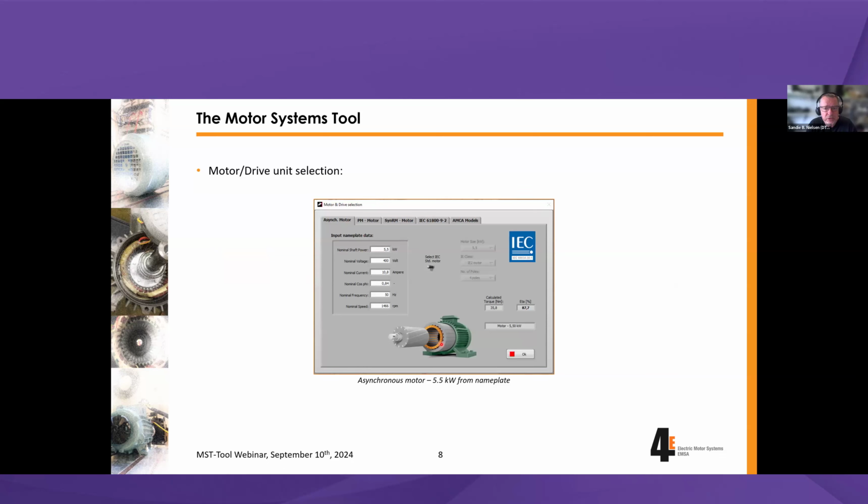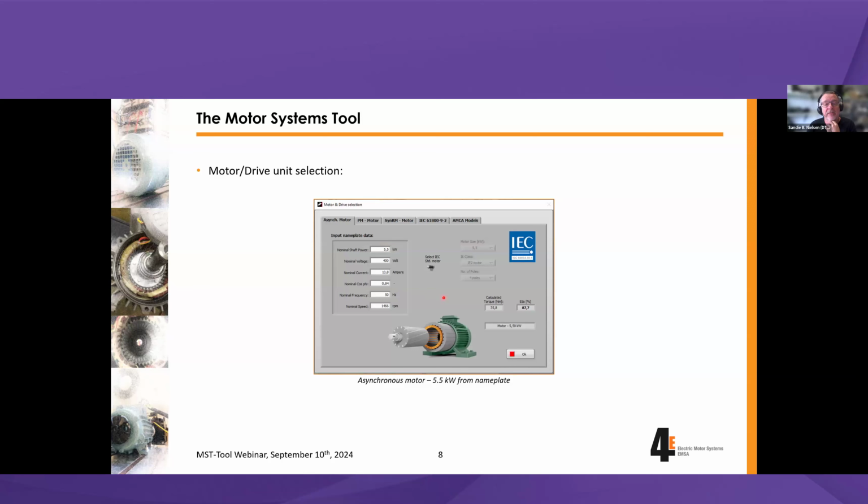On the motor drive unit selection, the simplest, I'm not sure it's the simplest, but at least a starting point is to input motor nameplate data. In this case, a 5.5 kilowatt motor from the European continent, 50 hertz and so forth, 4-pole.